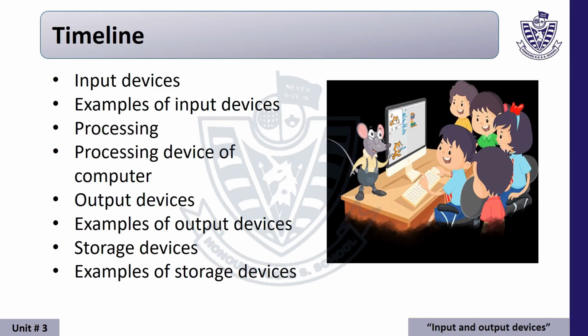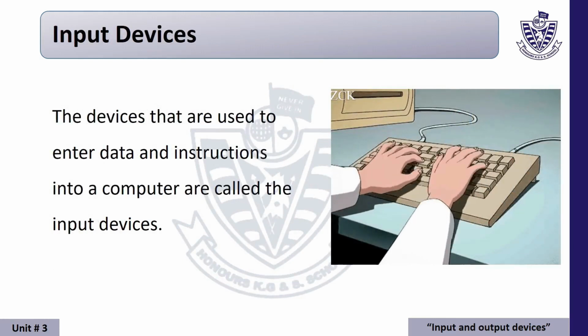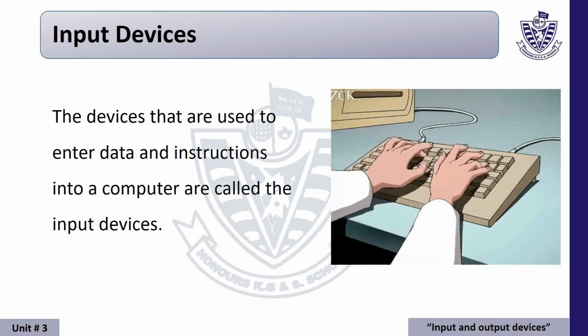As we know that a computer follows the basic rules of input, process and output. It does the work by using some devices. These are input devices, processing devices and output devices. So let us study about these devices in detail. First, we will discuss about input devices. The devices that are used to enter the data and instructions into a computer are called the input devices.